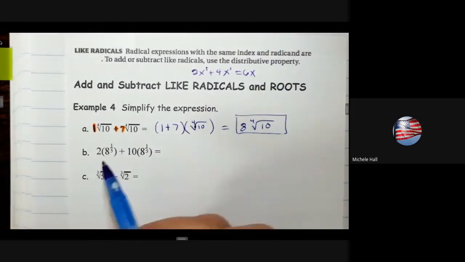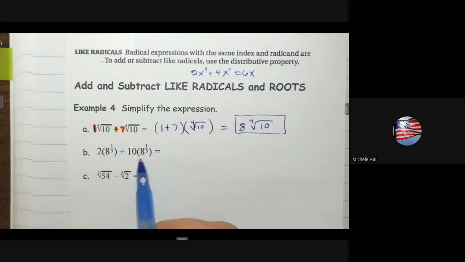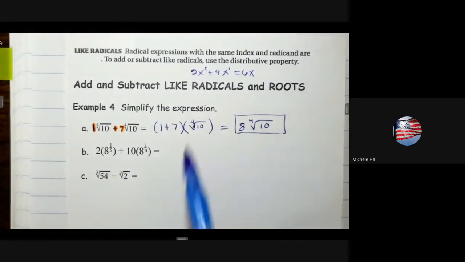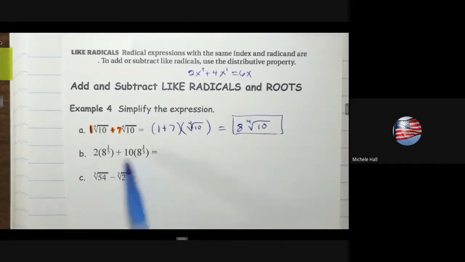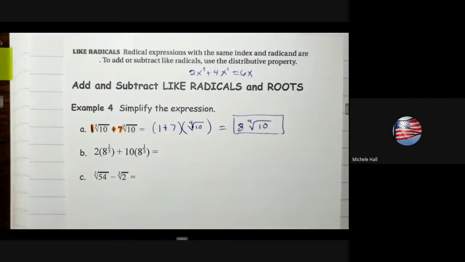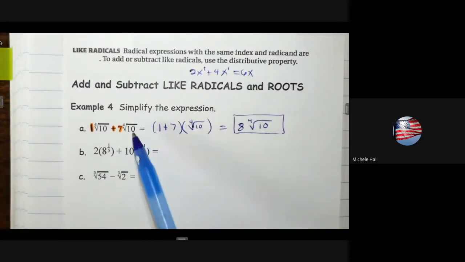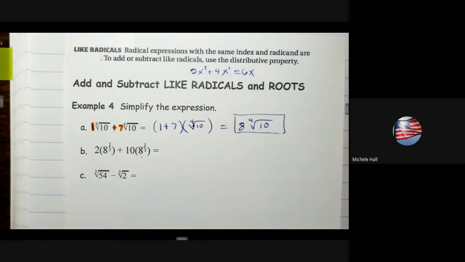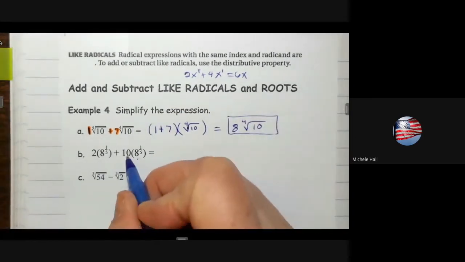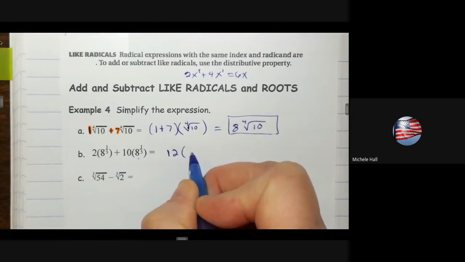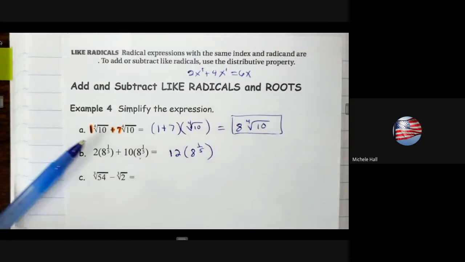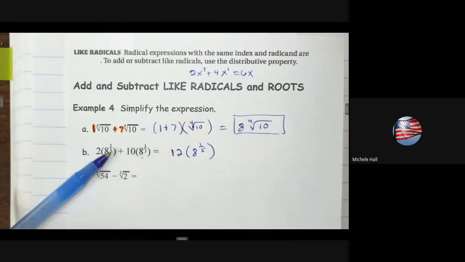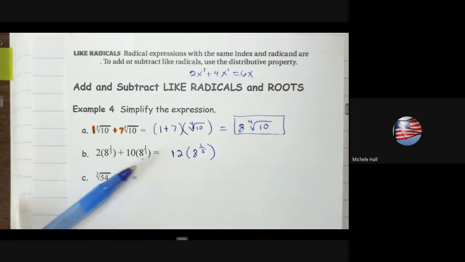Now we have 2 times 8 to the 1/5 plus 10 times 8 to the 1/5. Do I have exactly the same 8 to the 1/5? That is the 5th root of 8. Remember, we can change our roots into fractional exponents. So this is just going to equal 2 plus 10 is 12, 8 to the 1/5. I can add radicands, and I can add fractional exponents that have the same base.